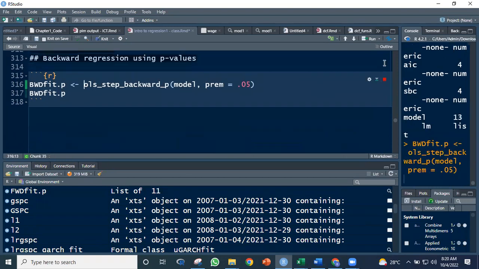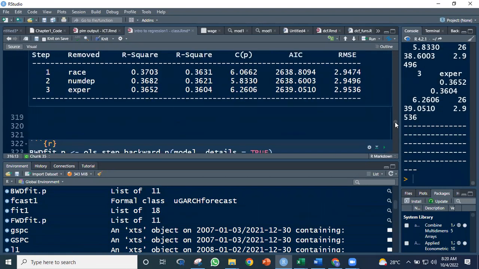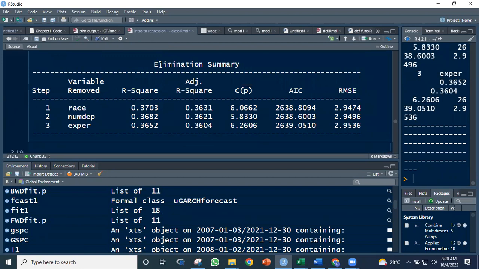So if I run this, we'll now have the elimination summary. These are the variables that were eliminated one at a time. Step 1, race was removed. And if you check the manual regression we did, indeed, race was the first one to be removed, and then number of dependents, and then finally experience.